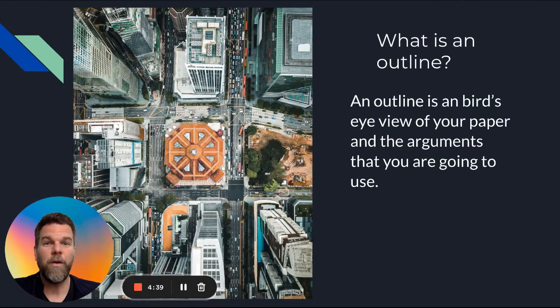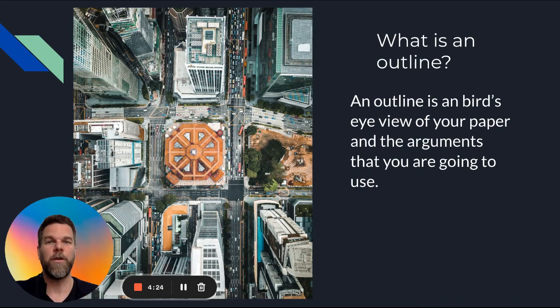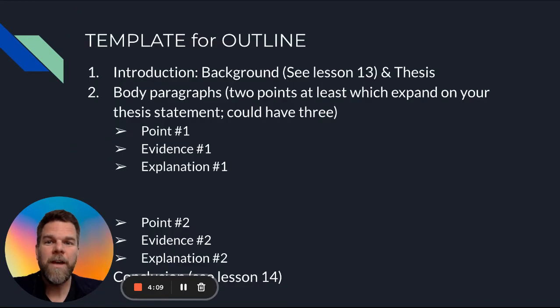But really, what we want you to know is that your outline is a bird's eye perspective of your paper. It is not a complete paper. That would be the details and therefore not a bird's eye perspective. So what we want you to do is step back and take a look at your paper as a whole. And so that includes what you are going to say in your thesis, in your body paragraphs, and then in your conclusion. And let me explain specifically what we're looking for in each of those parts.